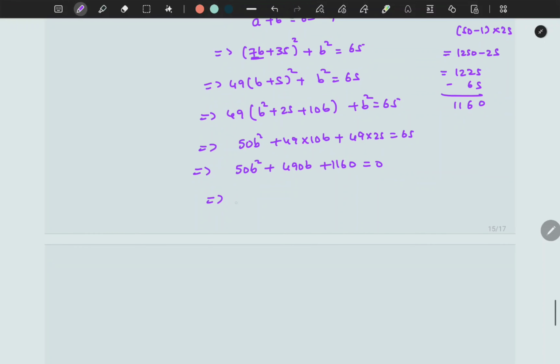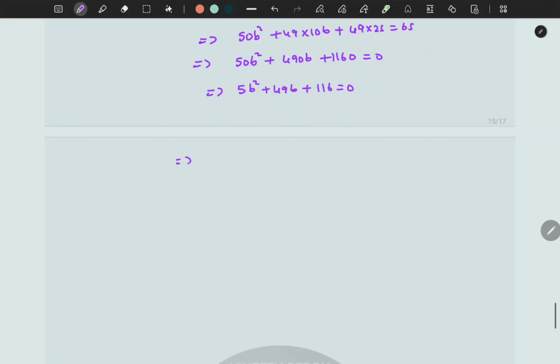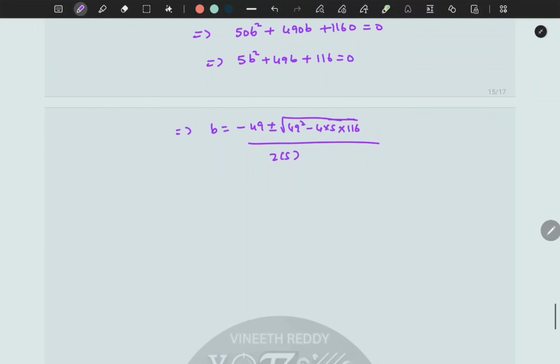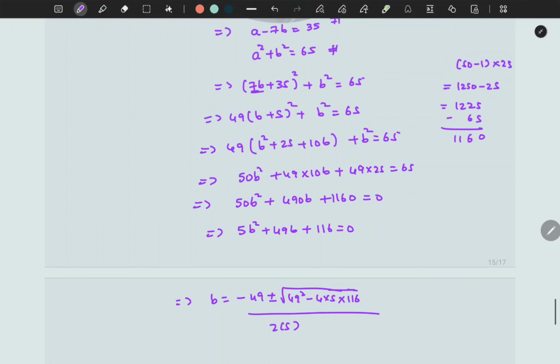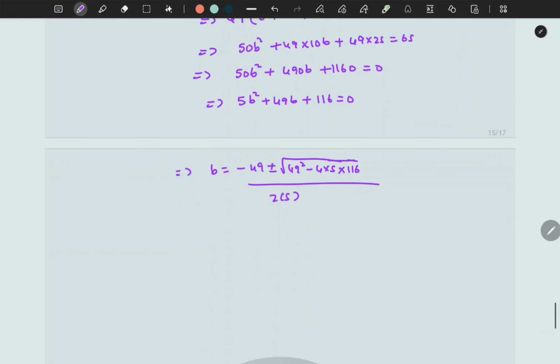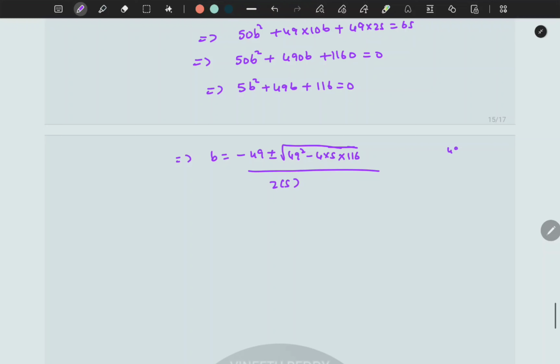So I think we can divide by 10, so we get 5b square plus 49b plus 116 is equal to 0. So we can say b is equal to minus 49 plus or minus the root of 49 square minus 4 into 5 into 116, divided by 2 into 5. Okay, instead of this we could have guessed it. Anyway, we have done this now. What is 49 into 49? 2401.